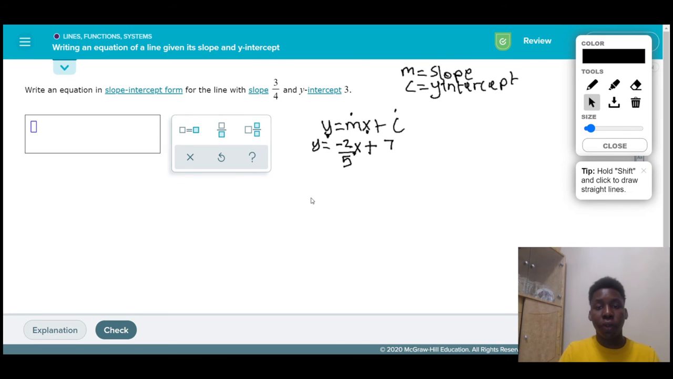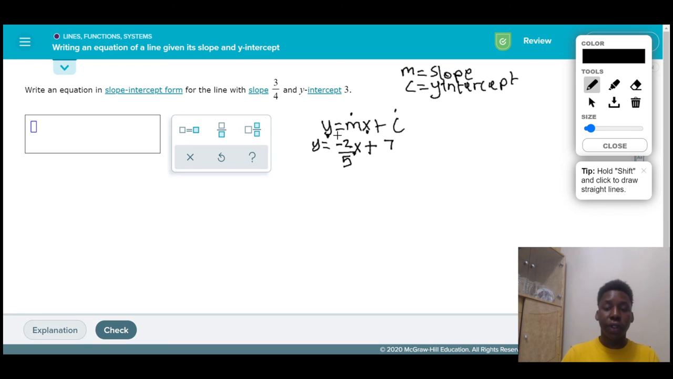You can pause the video and walk through it to test your knowledge. Okay, so let's work this out. This says, write an equation in slope intercept form for the line with slope 3 over 4 and y-intercept 3. Based on what we did in the past, we're going to do the same thing here. We're going to plug in values for the slope and also for the y-intercept.